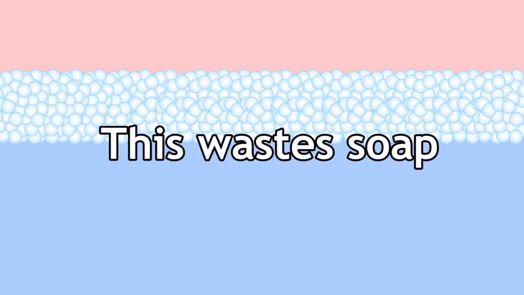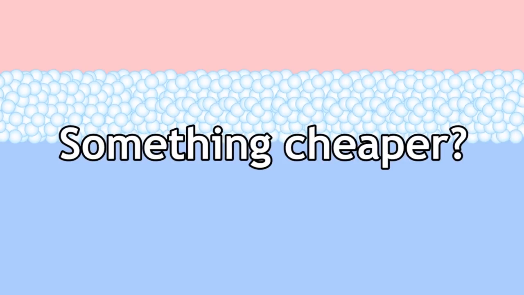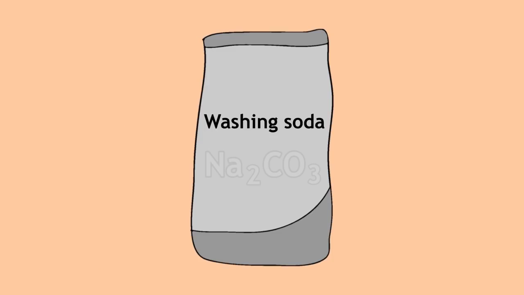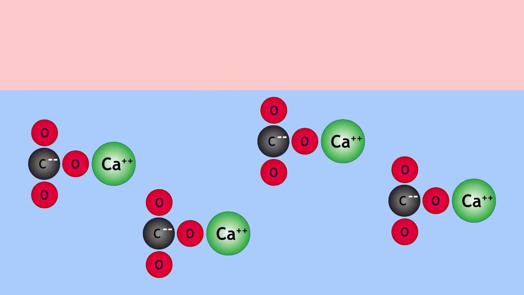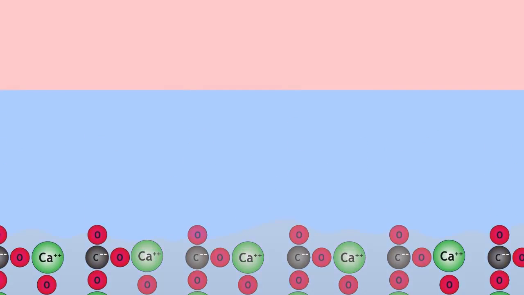However, this wastes soap, so we need to find something cheaper that will react with the calcium ions in the water and form a precipitate, sort of removing them from the water. Enter washing soda, sodium carbonate, much cheaper than soap. When you add the soda, the calcium ions join up with the carbonate ions, forming limestone as a precipitate, leaving water free of the hard ions.